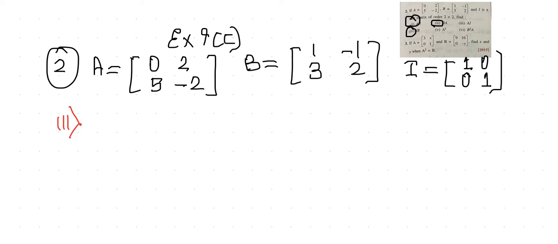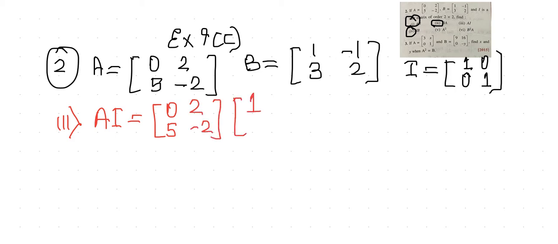Okay, so now what you will be doing is the third sub question, children. The third sub question says A into I. So A into I means what, children? What is there in A? A is 0, 2, 5 and minus 2, and I is equal to 1, 0, 0 and 1.